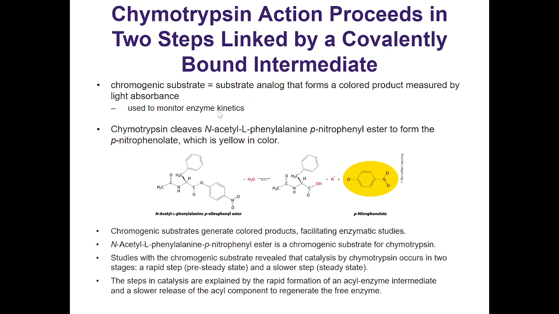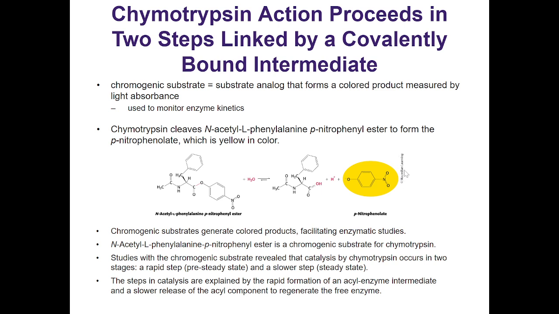Same root word. This is going to be used to monitor enzyme kinetics because then we can see the substrate being bound, right? And we can monitor how much of our substrate binds. And so chymotrypsin is going to cleave the N-acetyl-L-phenylalanine p-nitrophenyl ester to form the p-nitrophenolate, which is this stuff right here. That's the p-nitrophenolate, by the way. See that's a very conjugated ring with a charge on it. And these charge groups are going to interact with conjugation quite well.